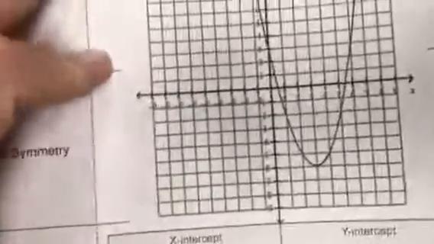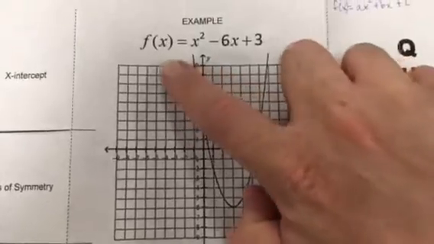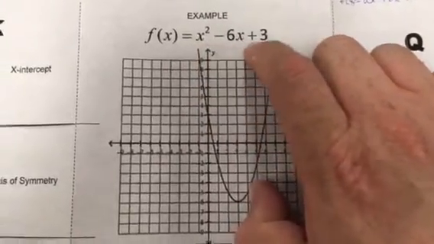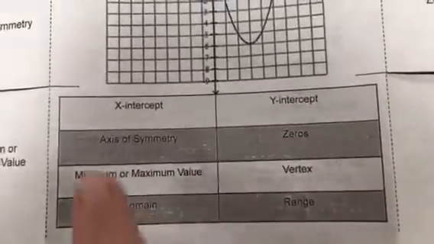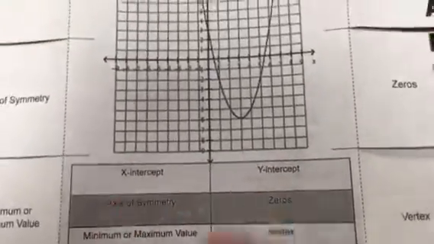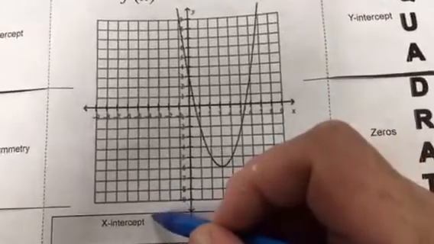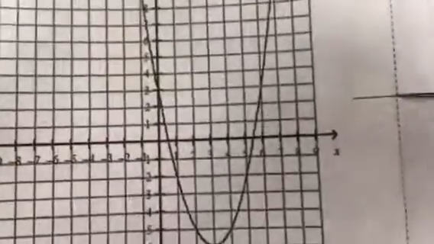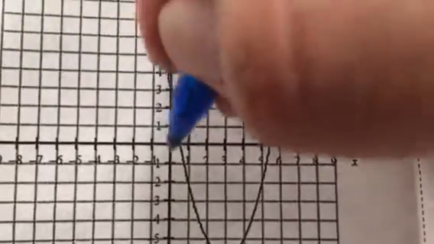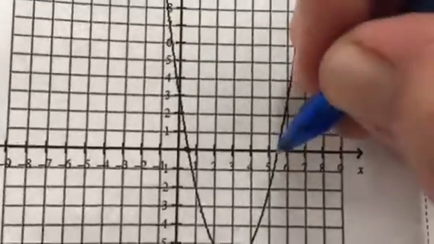So let's put these terms into practice. We're going to take this little example that we have of y equals x squared minus 6x plus 3, and we're going to identify all of these different things here. So the first thing is the x-intercept. Well, the x-intercept is where our graph crosses the x-axis. That's happening at two different spots on this one. It's happening right here and right here.